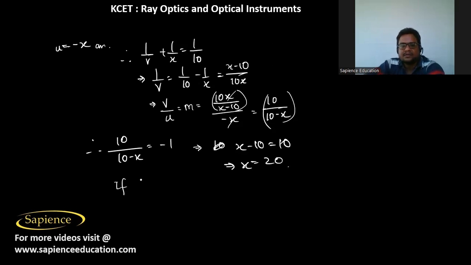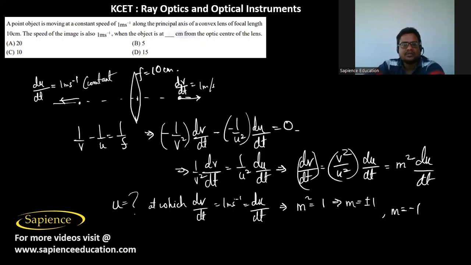And if m is plus 1, then it means that 10 should be equal to 10 minus x, and then x should be equal to 0, which can't happen. So it means x should be equal to 20 centimeter. So the object should be at a distance of 20 centimeter from the optical center of the lens. So option A is the correct answer.